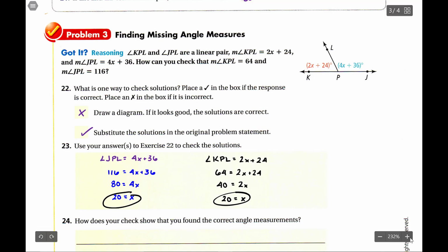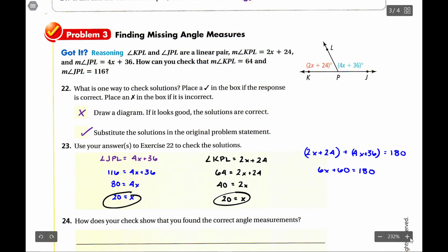Another alternative way to go about checking this is to take both angles. We have 2x plus 24 plus 4x plus 36 is equal to 180, because the claim is that they are a linear pair. And then we can go through and solve this. So 2x plus 4x is 6x. 24 plus 36 is 60.